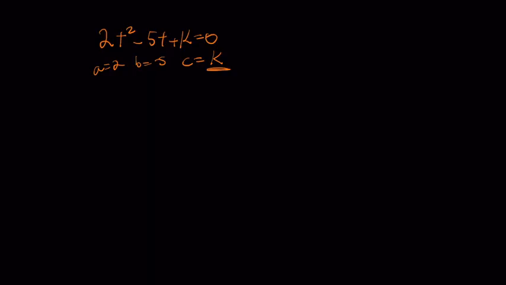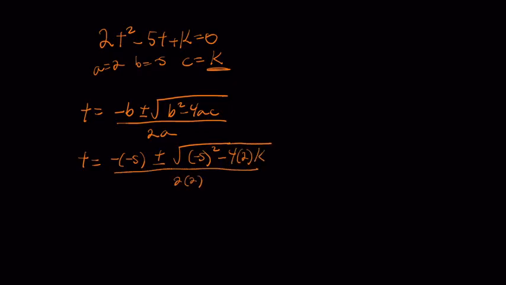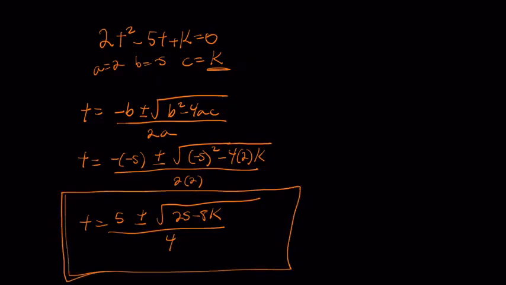Normally we would have x be our variable, but this time it's going to be t equals negative b plus or minus the square root of b squared minus 4ac all over 2a. This is our quadratic formula. So t equals negative negative 5 plus or minus the square root of negative 5 squared minus 4 times 2 times k all over 2 times 2. So t is 5 plus or minus the square root of 25 minus 8k all over 4. And I cannot simplify this any further. This would be our final answer.